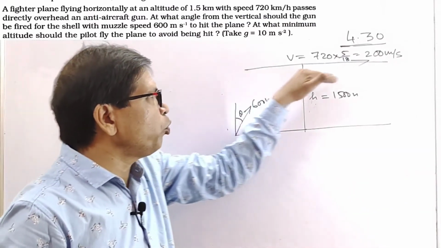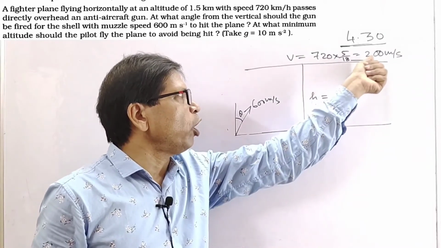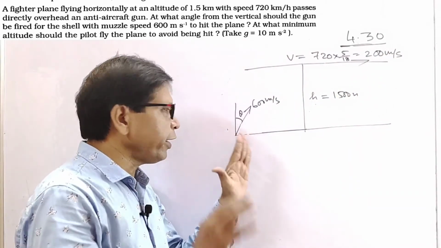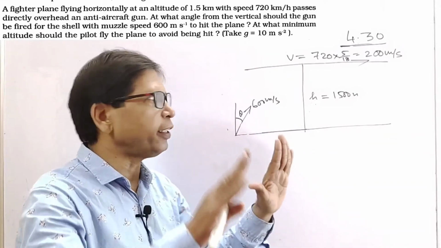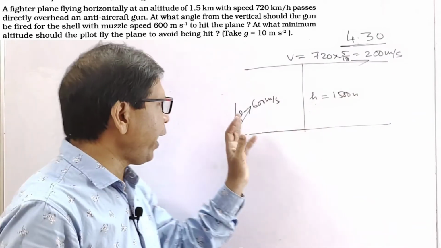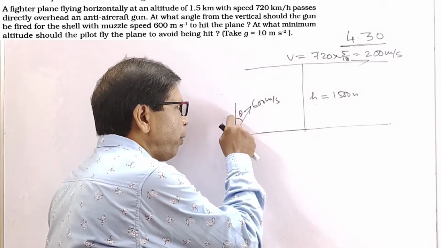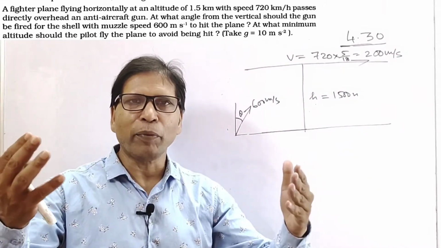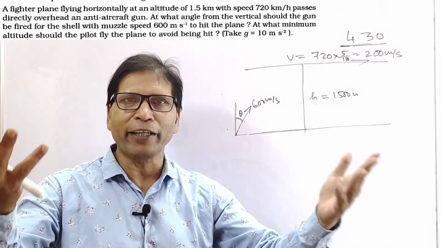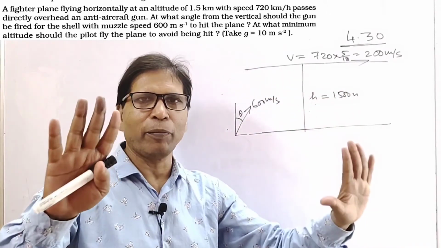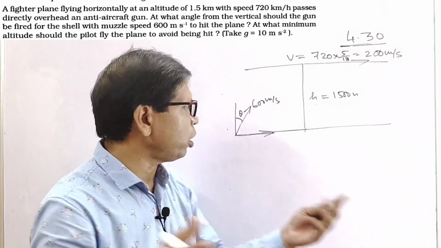A fighter plane is moving with a velocity of 200 meter per second. A bullet is projected at 600 meter per second to hit the fighter plane. Find the angle of projection with the vertical to hit the target. Now next question, find the minimum height of the fighter plane so that the bullet can't hit the fighter plane. Now first of all, look at it.